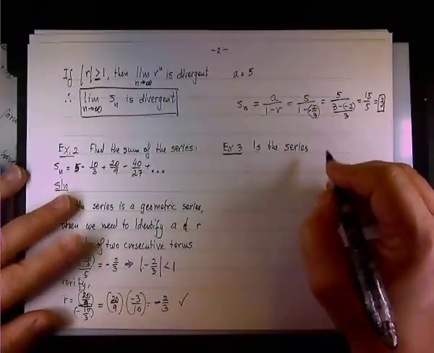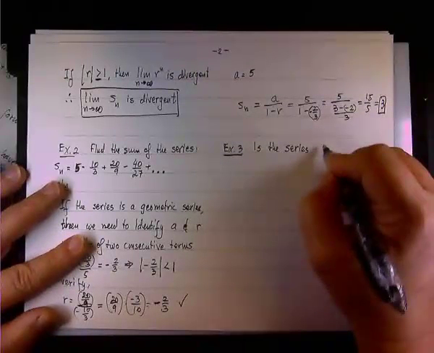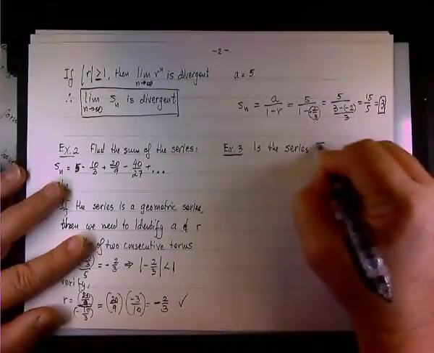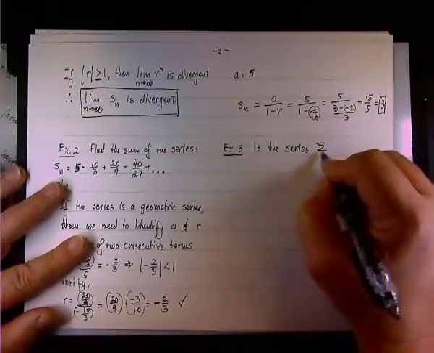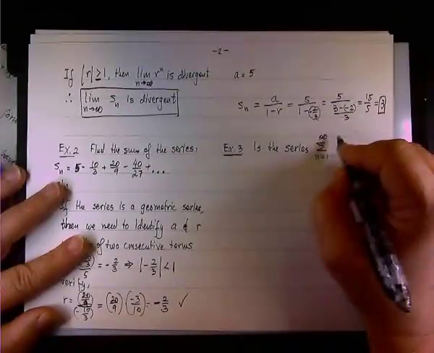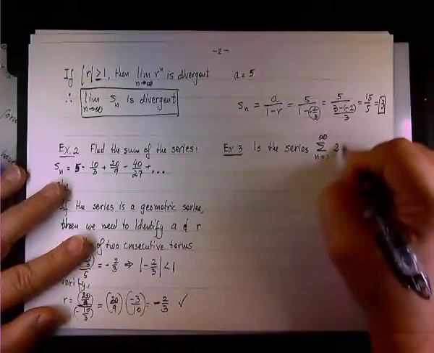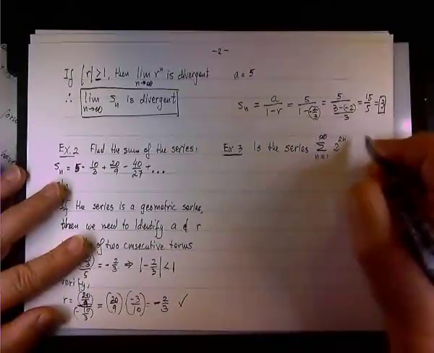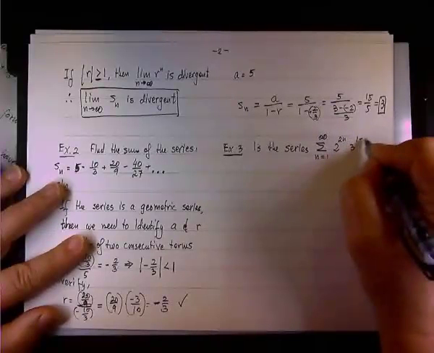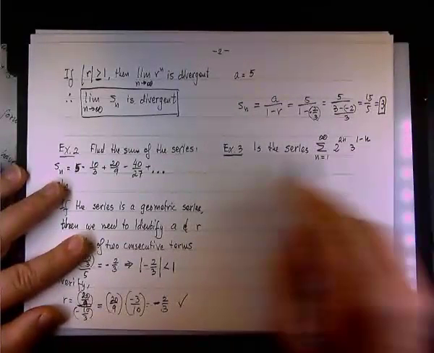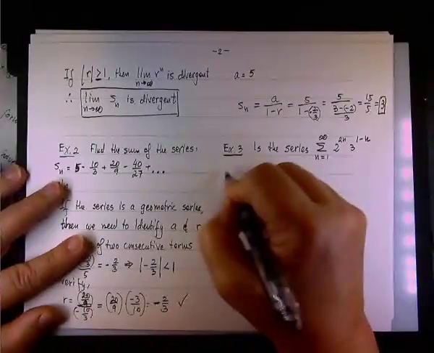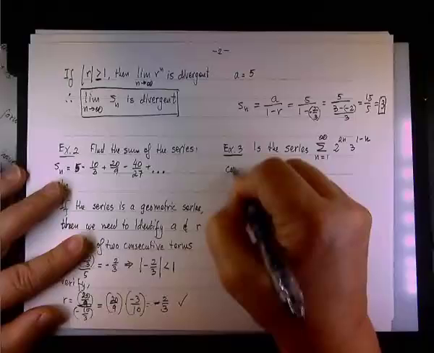So we're going to say that we have S sub n is the sigma, n goes from 1 to infinity, of course, it's an infinite series, of 2 to the power of 2n times 3 to the power of 1 minus n. Is this series convergent or divergent?